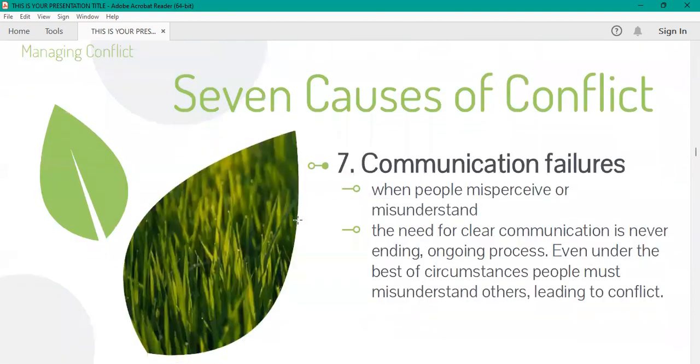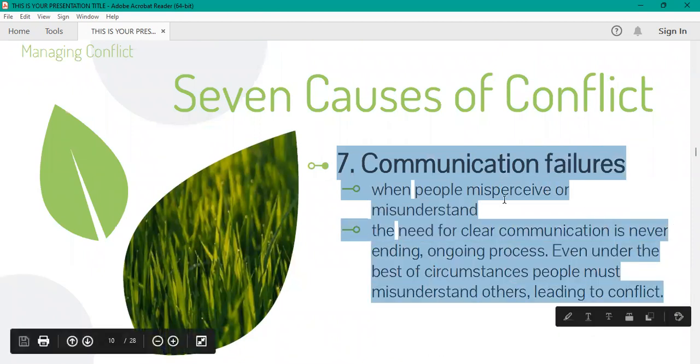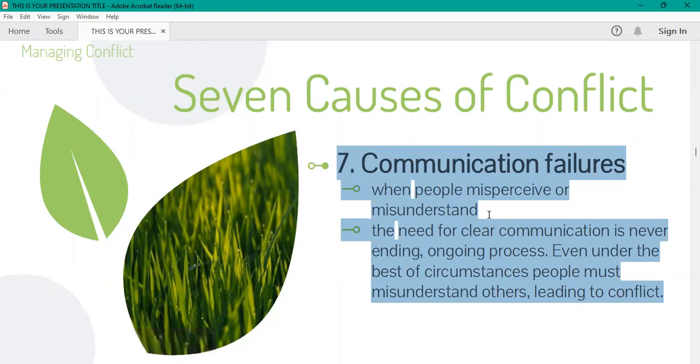Well, for communication failure, the need for clear communication is never ending. It is a problem. Even under the best circumstances, people must understand others. Most of the time, misunderstanding results when a person perceives the message differently.